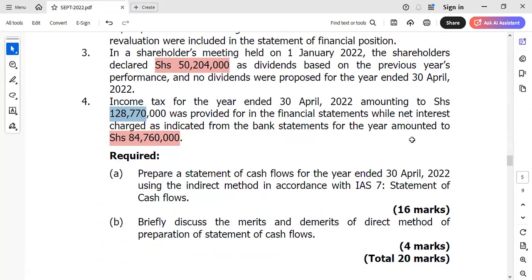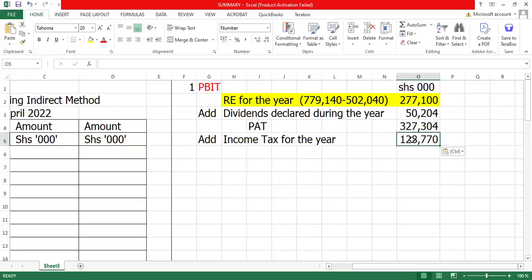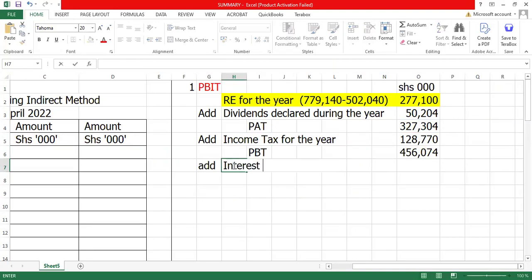You're working backwards to get profit before interest and tax. So when you get profit after tax and you add back the income tax, basically what you're getting is profit before tax. Okay, so you get this plus this. That is profit before tax. But we need profit before interest and tax. So it means that I must add back what? The interest for the year.